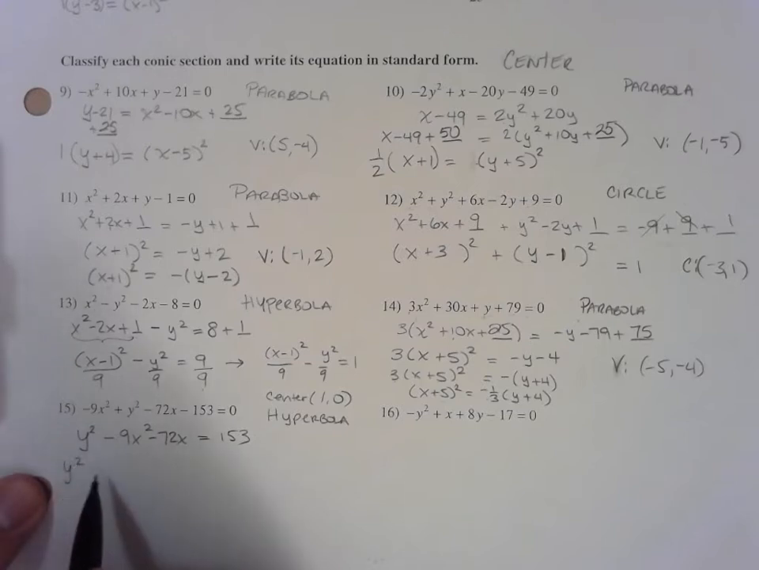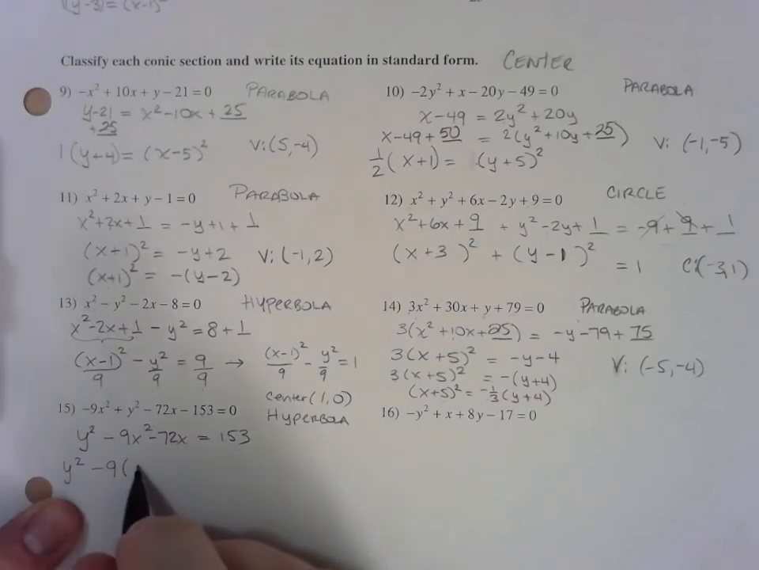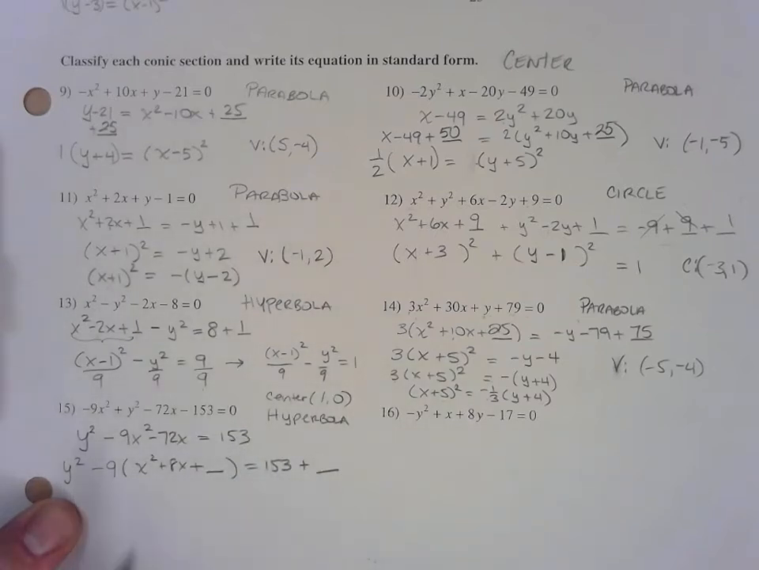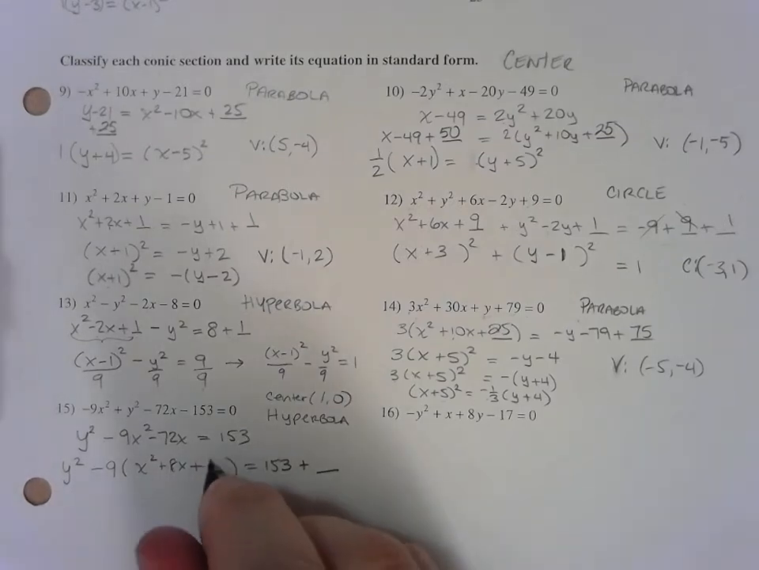Y squared, let's factor out our greatest common factor. Now it's technically not 9. If it begins with a negative, your GCF is negative. Let's take out a -9. X squared plus 8x, leave room to complete a square. And on the other side, leave a space to complete that square. What's the value that completes the square? Divide by 2, square it, add 16 on this side.